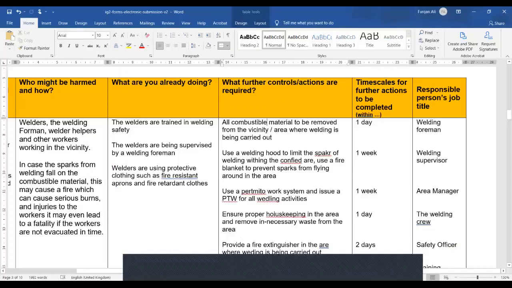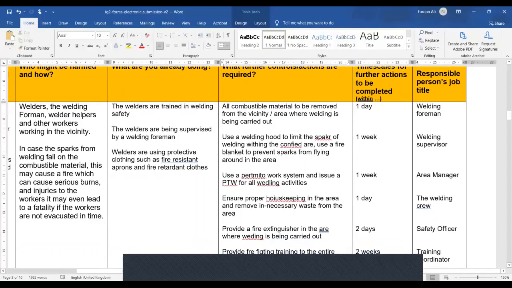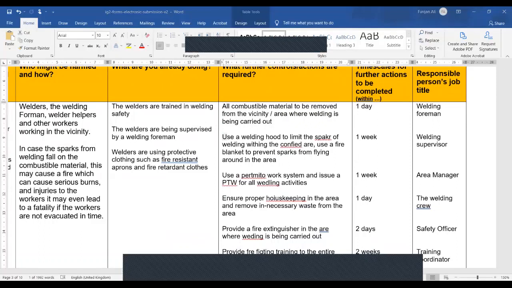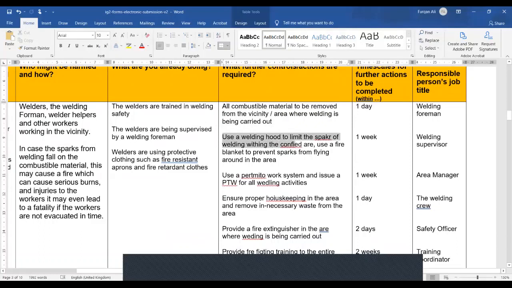Okay, now coming back to the sheet here. What have I mentioned? What I mentioned is all combustible material to be removed, elimination, from the vicinity of the area where welding is being carried out. Next is substitution, we cannot do. So engineering control is isolation. Use a welding hood to limit the spark of the welding within the confines, or use a blanket to prevent. It's a congested area. Let's mention congested area instead of confined, because confined space holds a different meaning.